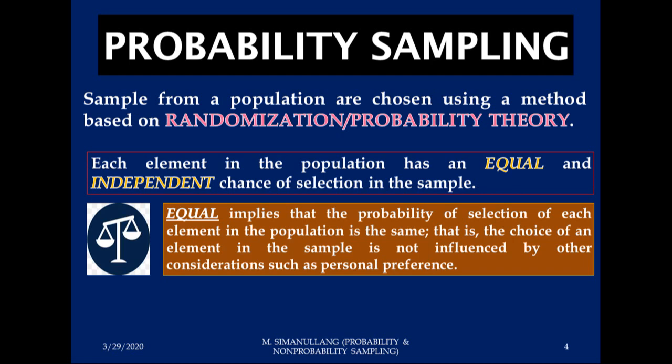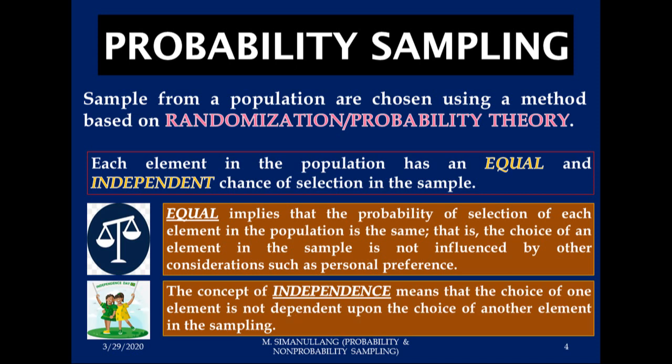Equal implies that the probability of selection of each element in the population is the same. That is, the choice of an element in the sample is not influenced by other considerations such as personal preference. The concept of independence means that the choice of one element is not dependent upon the choice of another element in the sample. It means the samples included in a study must be free from any factors, that is independence.